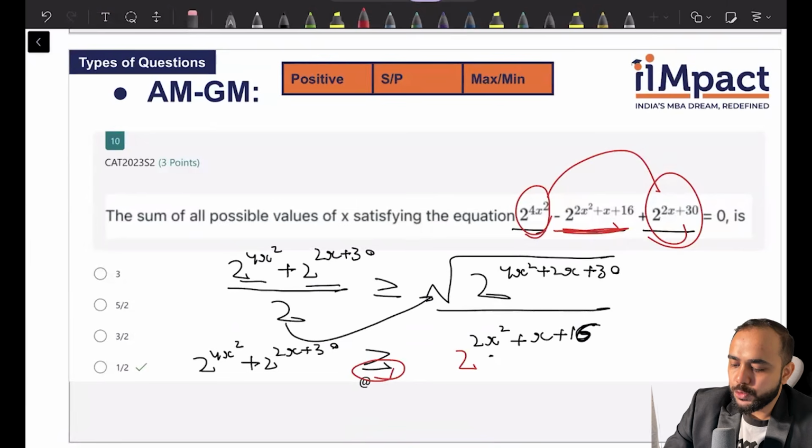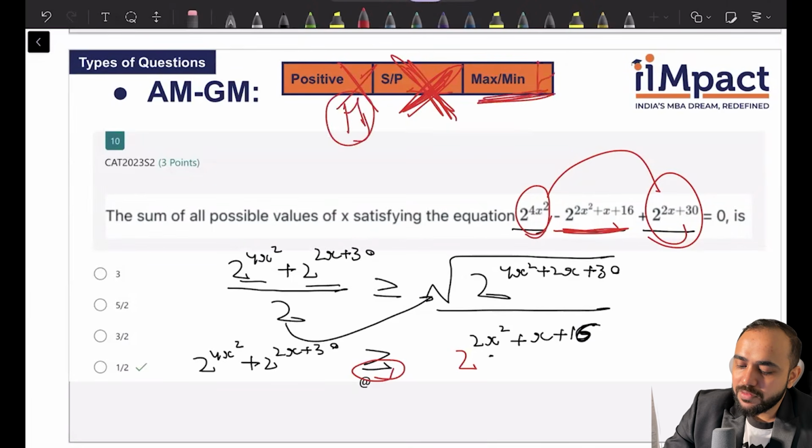Nothing was really given to you. Some product is actually not constant if you think about it. Right, 2 to the power 4x square plus 2 to the power 2x plus 30, the product is not really constant. Positive is something which is hidden. All right, and max minimum is something which they didn't ask about.